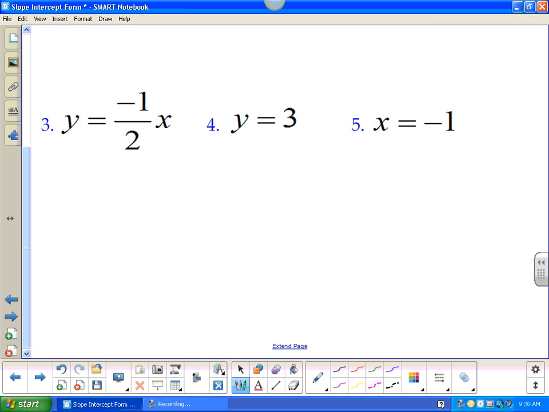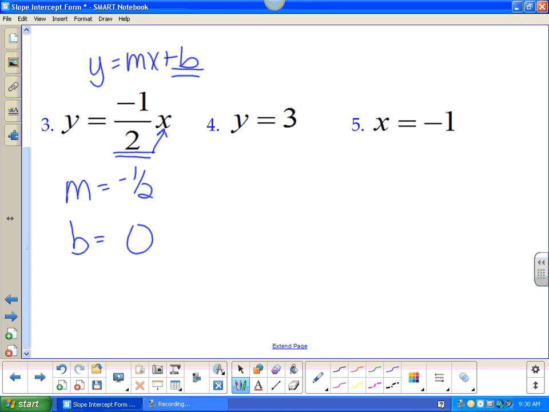Number 3, a little different because he's missing something. Remember, slope-intercept form is y equals mx plus b. Slope is always with the x, so that's what this is because it's with the x. What it's missing is the b. So my slope is -1/2, and my b is 0. Remember, your y-intercept is where the line crosses the y-axis, and if b is 0, it just means it crosses at the origin.